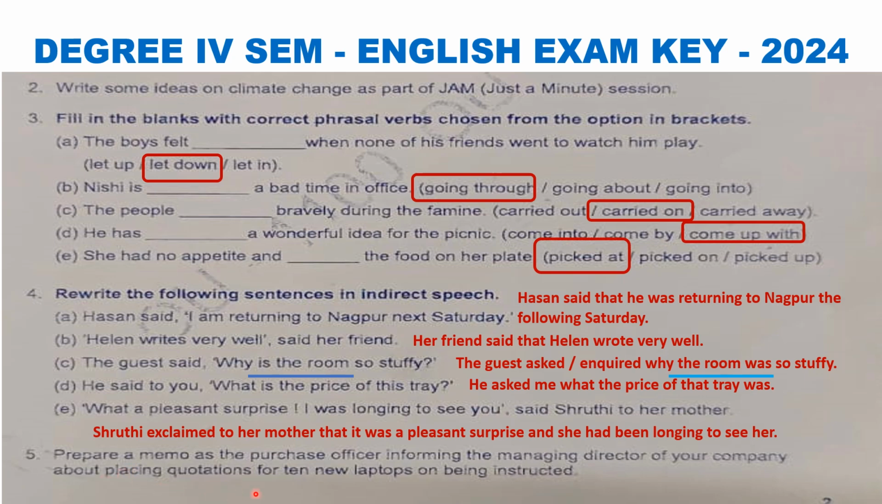Then fifth, prepare a memo as the purchase officer informing the managing director of your company about placing quotations for 10 new laptops on being instructed. This is the textual question itself, the memo. You might have all practiced the memo writing, students. So that should not be a problem if you have attempted this question.